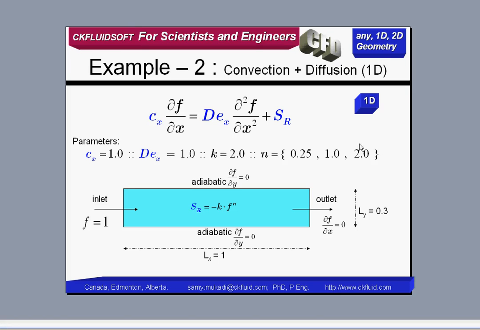We are going to use a convection diffusion problem in 1D. This is a 1D problem that we are going to solve with CKFluidSoft. This is the geometry, and the numbers and data are shown clearly on the screen.